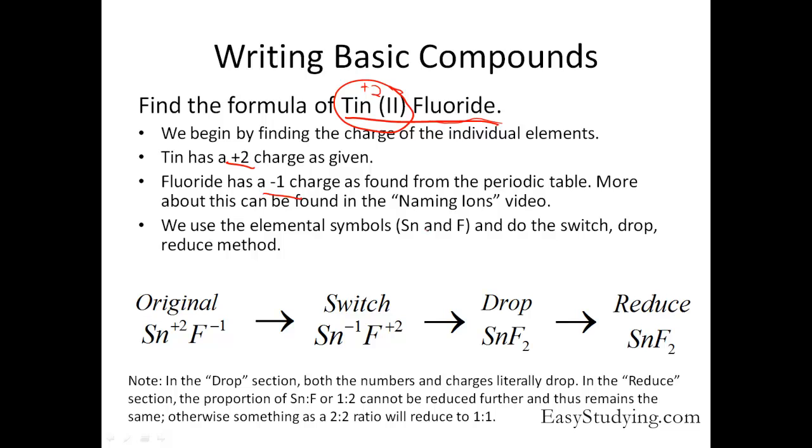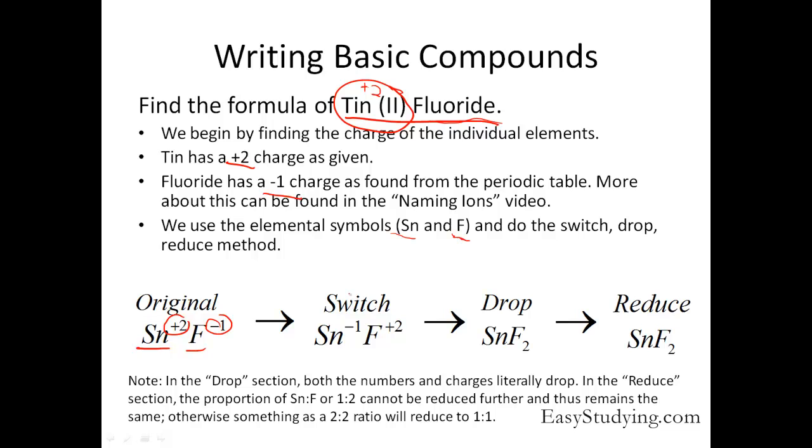We will be using the elemental symbols Sn and F, which also appear on the periodic table as the symbols for tin and fluorine, or fluoride in this case because it's written in the formula. So there's a method called switch, drop, and reduce. So we start with the tin and the fluoride, and we take their charges and add them as the superscripts up here at the top. So these are the original equations.